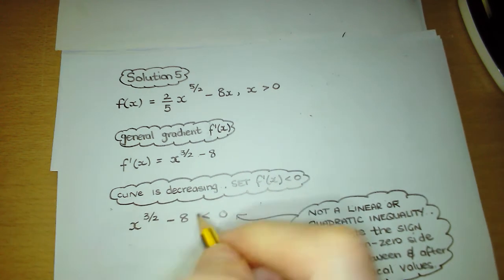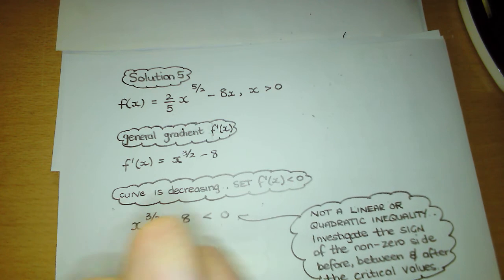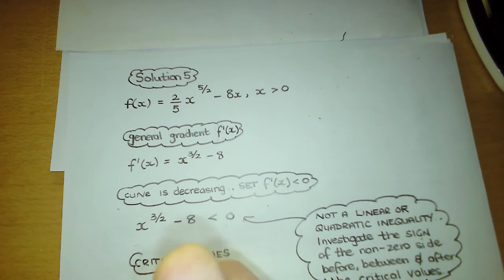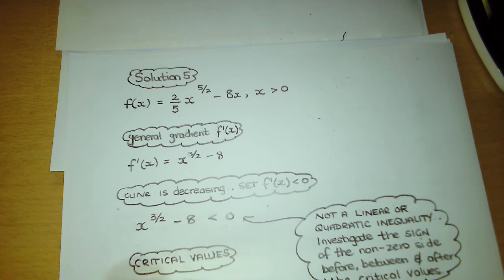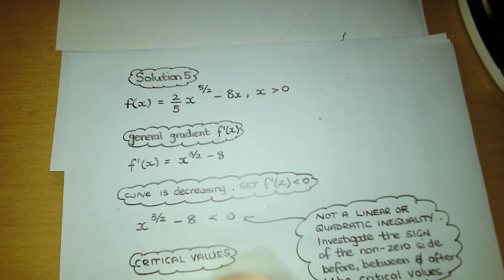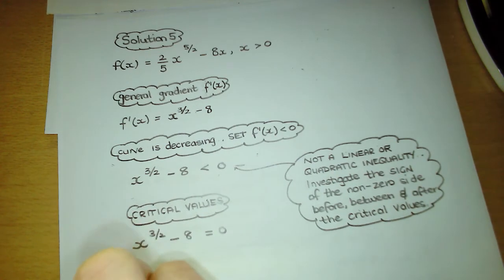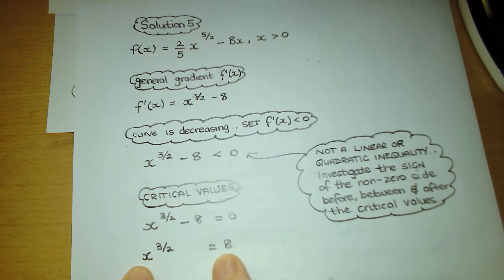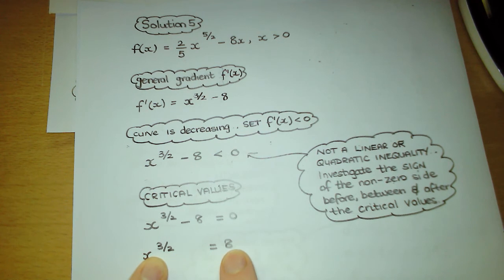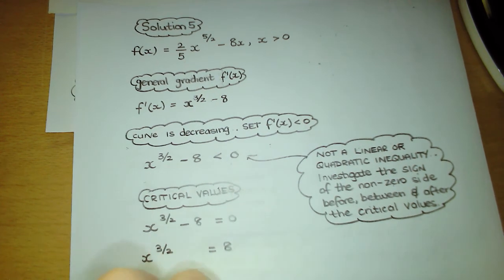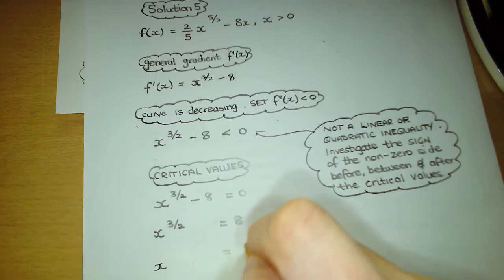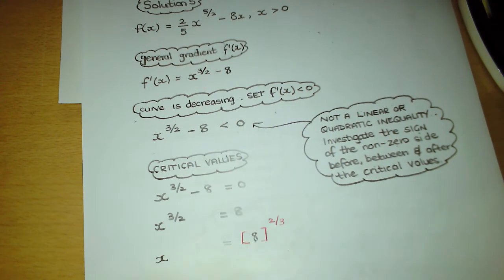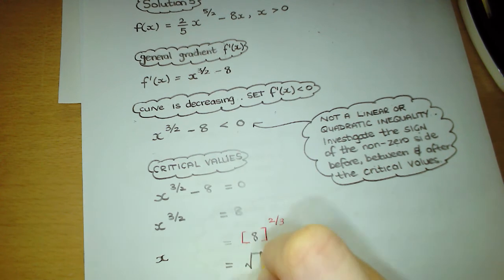Okay, so let's ignore the inequality sign and just solve it as an equation to get the critical values. So we now have x to the power 3 over 2, subtract 8 is equal to 0. So we're going to then move minus 8 over. We'll get x to the power 3 over 2 equals 8. We're now solving an index equation where the base is unknown. So what we do is we take the reciprocal power of the other side in order to make the power of x 1. So we're going to get x equals, in brackets 8 to the power of 2/3. That's going to give us the cube root of 8 all squared.